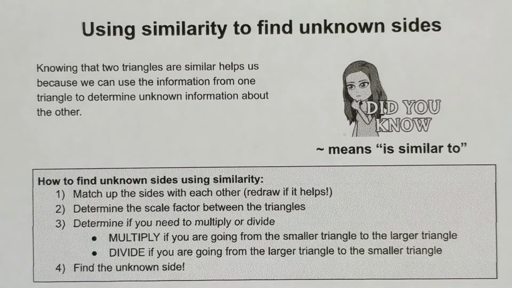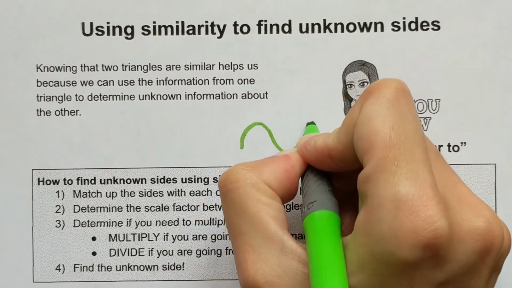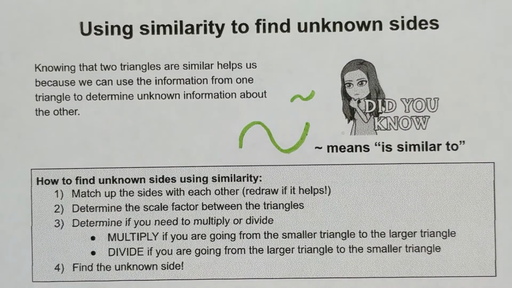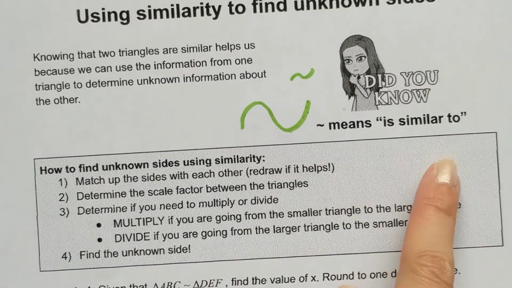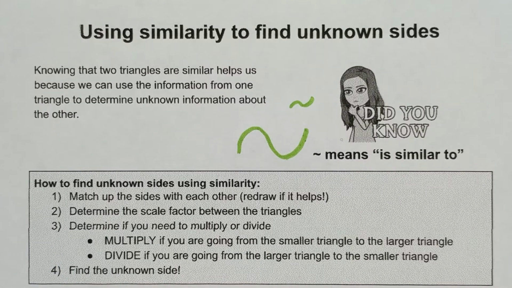Before we get started, it's important to know what this little symbol looks like. I'm just going to write an exaggerated version of it. Often we'll just write it as a little squiggly. That means "is similar to," and that's the mathematical form we're going to use in some of our problems here. So let's talk about the steps to find unknown sides using similarity.